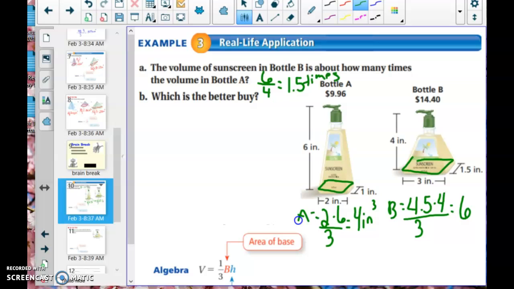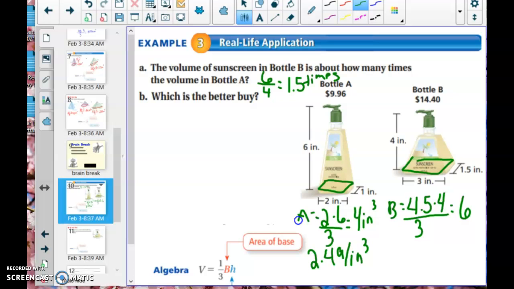And now the second question says, which is the better buy? Well, you can see that bottle A is cheaper than bottle B. Bottle B obviously holds more, so that's why it's a little bit more expensive. We want to figure out how much it would be per inch cubed to compare the prices. So for bottle A, I'm going to take 9.96 and divide it by 4. So you are paying $2.49 per inch cubed.